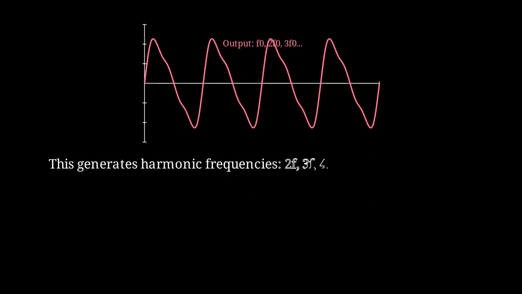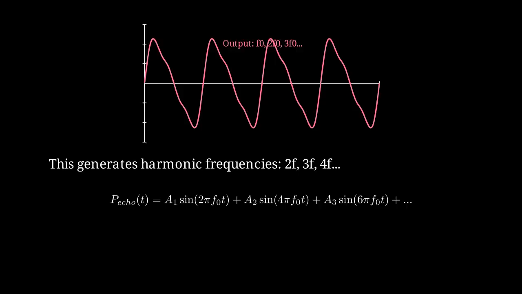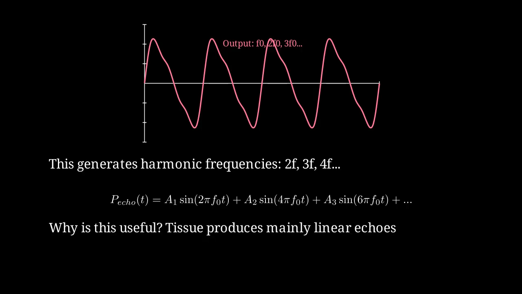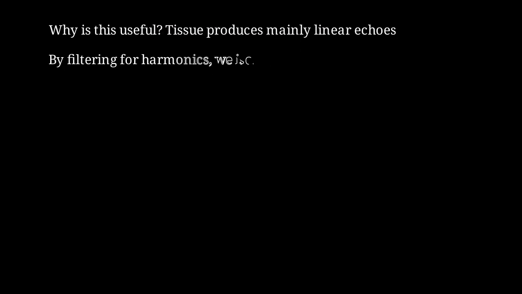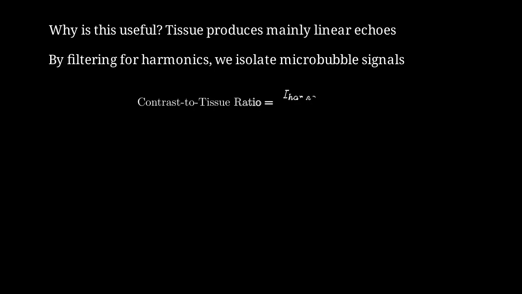These harmonic frequencies at integer multiples of the fundamental are unique signatures of microbubbles. The echo pressure contains the fundamental at frequency f0, plus second harmonic at 2f0, third harmonic at 3f0, and so on. Here's why this matters. Normal tissue responds almost linearly, producing mainly fundamental frequency echoes. By using harmonic imaging that filters for these higher frequencies, we can isolate microbubble signals from tissue background. This technique provides contrast to tissue ratios exceeding 20 decibels, dramatically improving image quality.